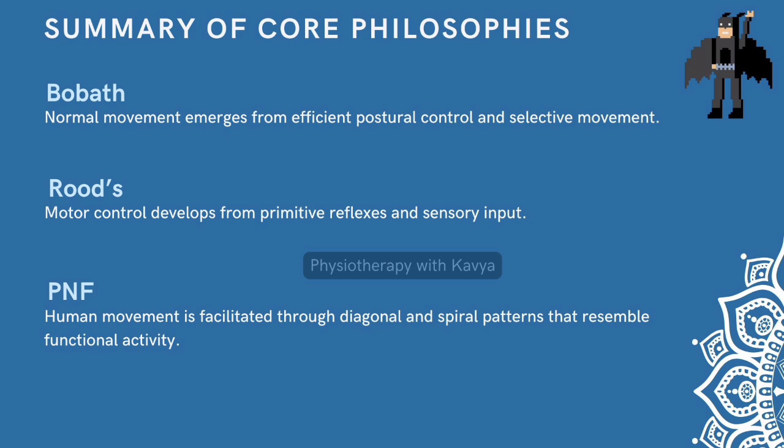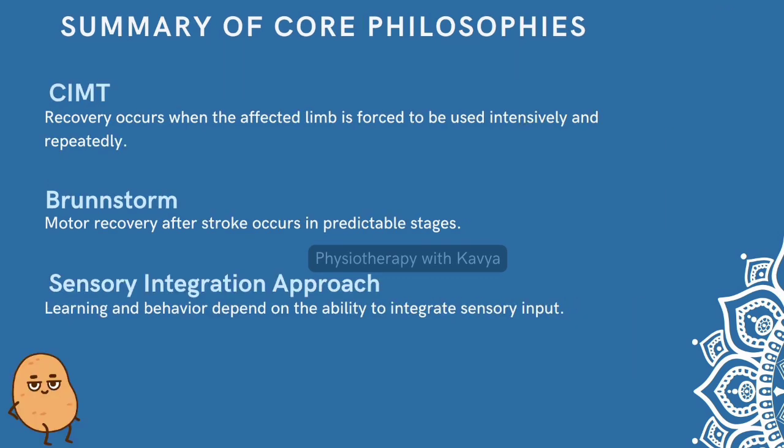Here's a question for you. Find out a functional activity that resembles T2 extension in upper limb. Let's continue. CIMT. Recovery occurs when the affected limb is forced to be used intensively and repeatedly. Brunnstrom. Motor recovery after stroke occurs in predictable stages. Sensory integration approach. Learning and behavior depend on the ability to integrate sensory input.